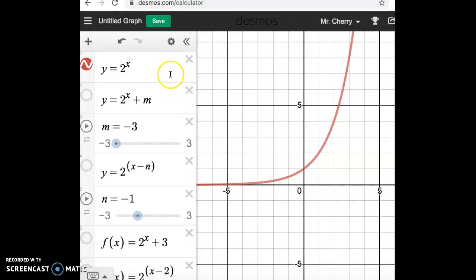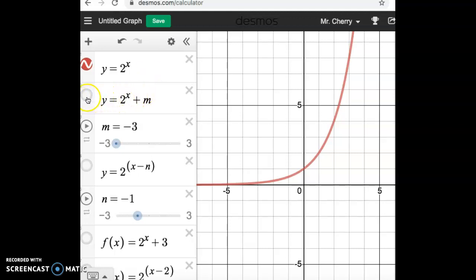So today we are going to be looking at how we can transform the equation y equals 2 to the power of x. And we're going to do this a couple of different ways. So in the first way, what we're going to do is add some sort of number onto the end of that graph, y equals 2 to the x power, and we want to see how it changes.